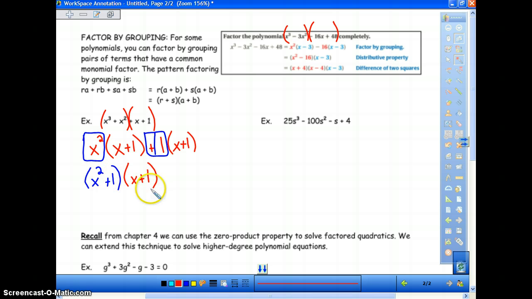So that is factored. This cannot be factored anymore, so it's done. X squared plus 1 times the quantity x plus 1. That's factored. Okay, next one. This is going to be a little bit different, but it's the same concept.